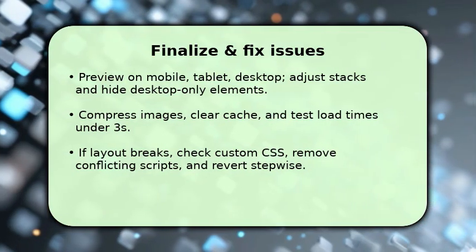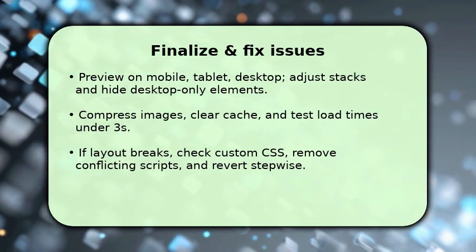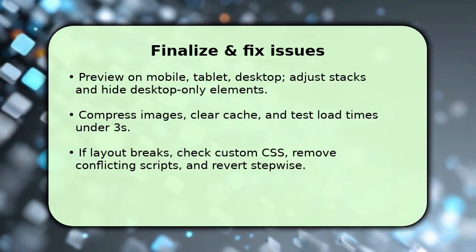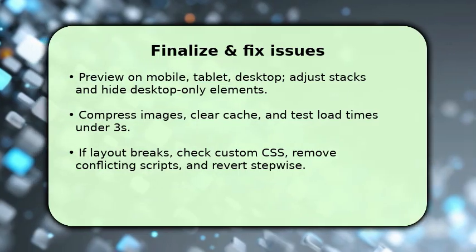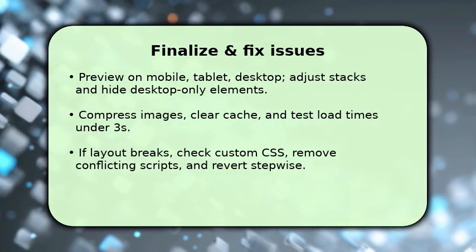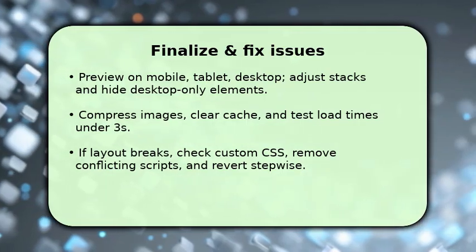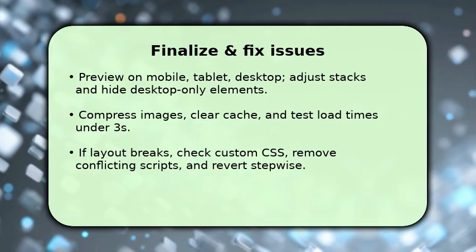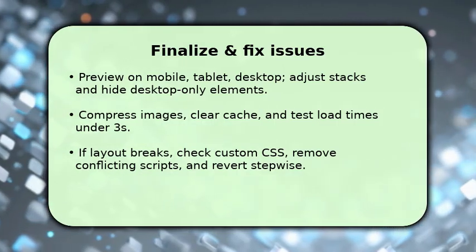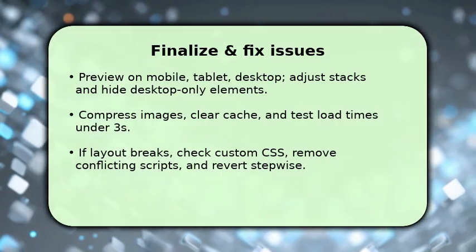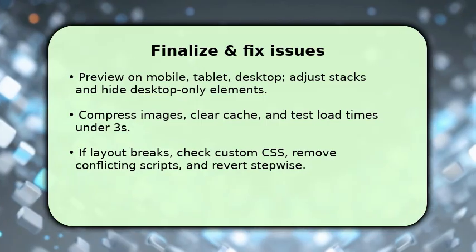You finish by testing and troubleshooting before publishing. Preview the site on mobile, tablet, and desktop. Tweak responsive stacks and hide elements meant only for desktop. Compress images and clear the cache so pages load under about 3 seconds. If something breaks, inspect any custom CSS or embedded scripts first, then remove recent changes one at a time to find the cause. Once fixed, republish and recheck. You'll know it's done when navigation, spacing, and buttons feel cohesive.